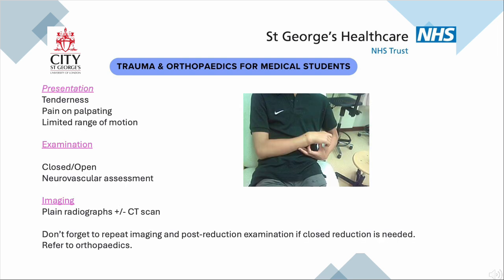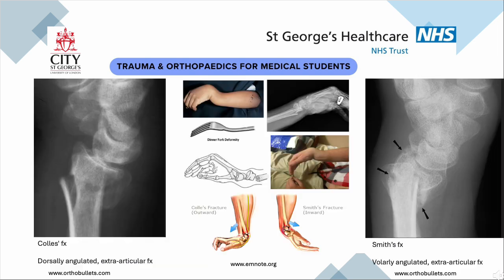The presentation for all of them is really very similar. They tell you what's happened. They've got tenderness; if you palpate them, it hurts. And they've obviously got a very limited range of motion. I mentioned the neurovascular assessment earlier on, but you also need to check that there aren't any open injuries, which will convert this from a closed fracture into an open fracture. Radiographs are all you really need, and if you do any form of reduction, please don't forget to repeat the imaging and repeat the examination afterwards.